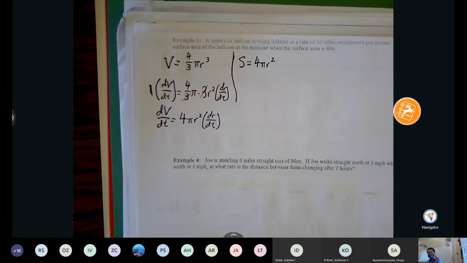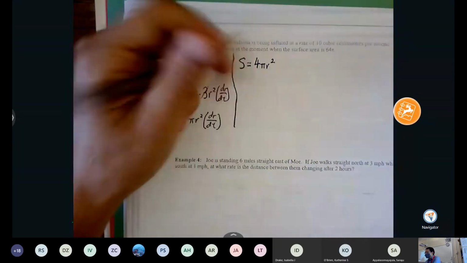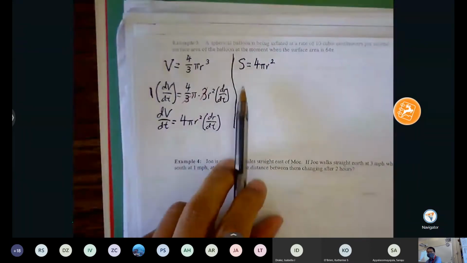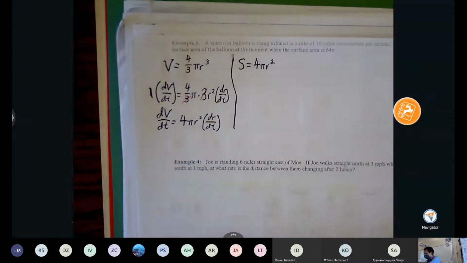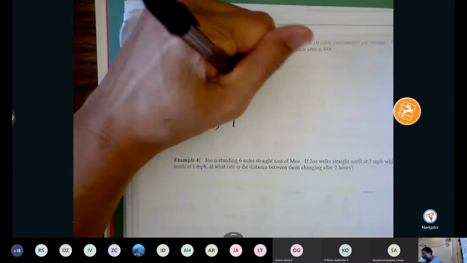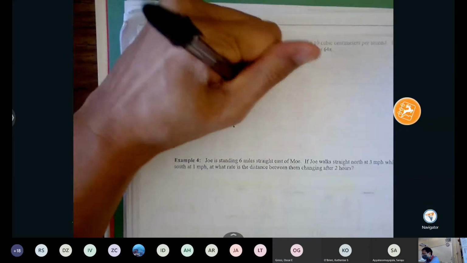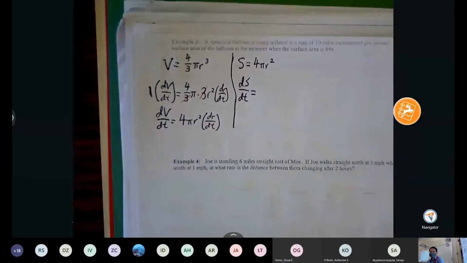Let's do the same thing for S. Let's find the derivative for surface area. We're going to need that as well. Okay, so S becomes 1 dS/dt. Okay, 1 dS/dt. Again, I'm not consistent with the ones here. I can leave it out or put it in. It's up to you guys.